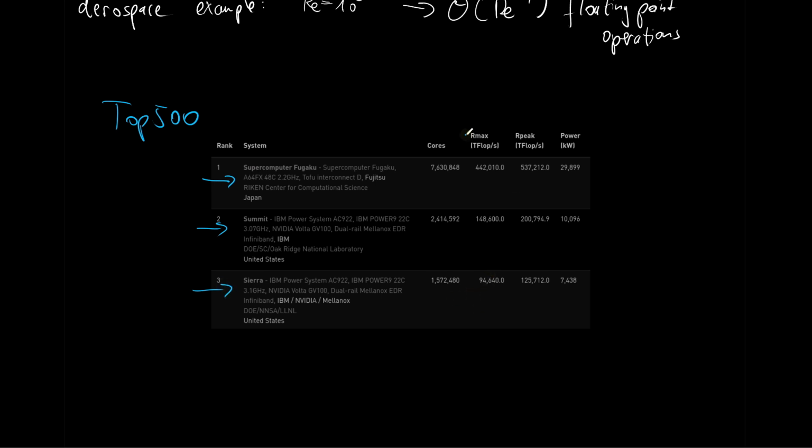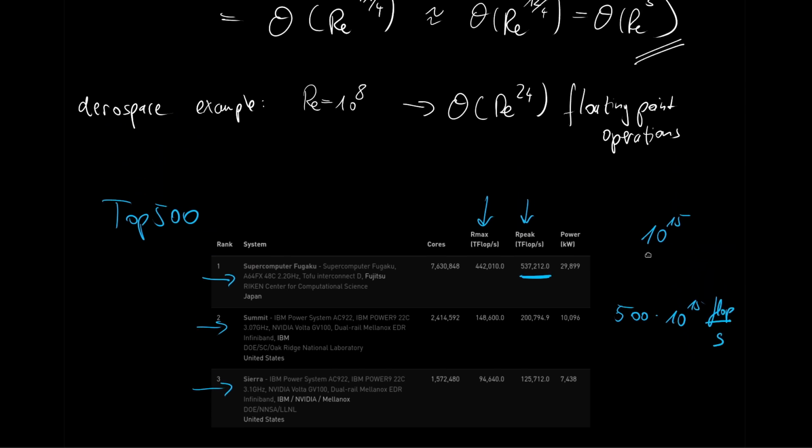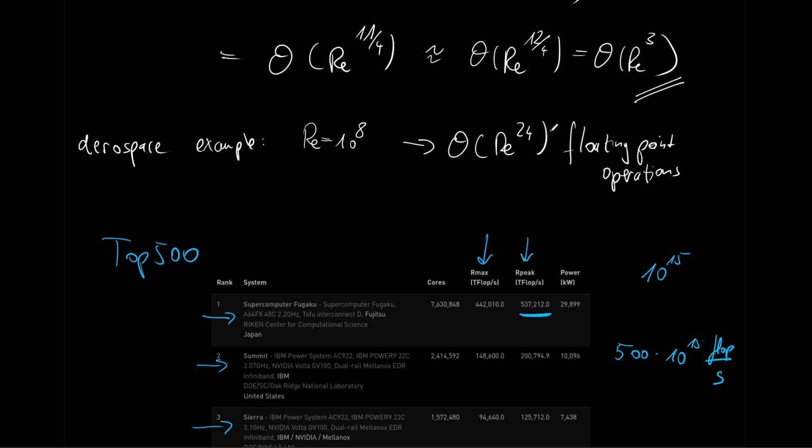And what we are interested in are these 2 columns here. These are 2 different measures of their floating point operations. Let's, for simplicity, take the higher one here. And they are measured in teraflop per second. And a teraflop is 10 to the 15. So it has 500 times 10 to the 15 floating point operations per second. And remember, for our aerospace application, we have 2 to the 24 floating point operations necessary.